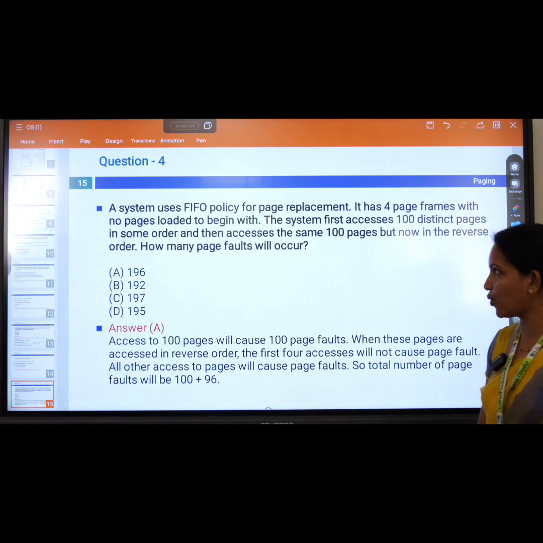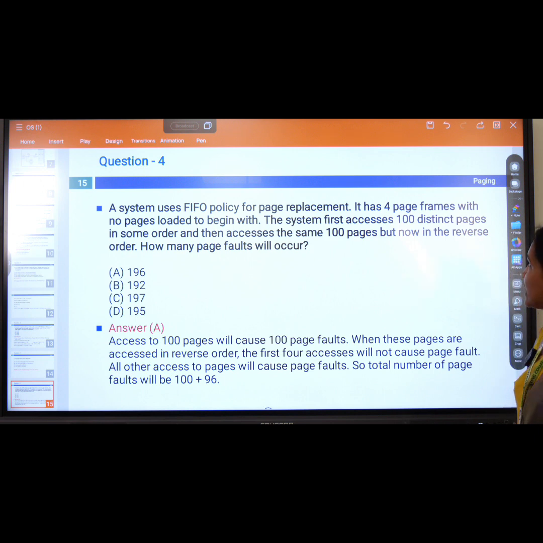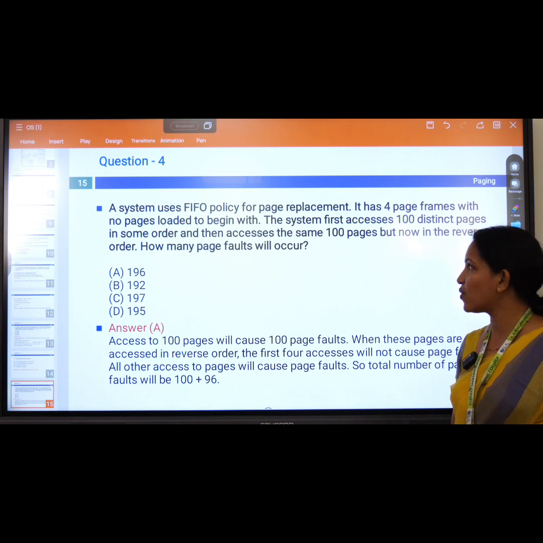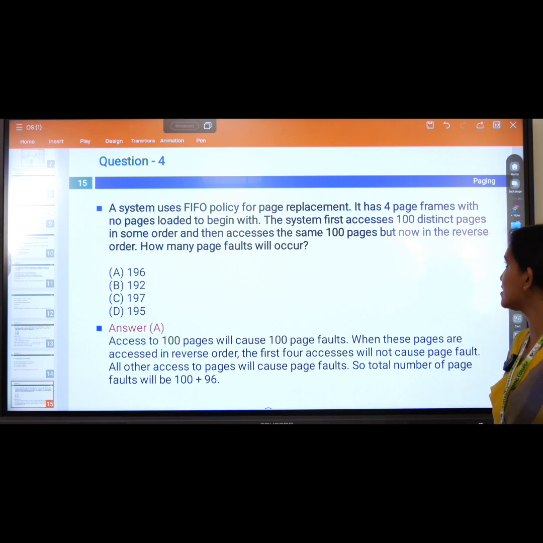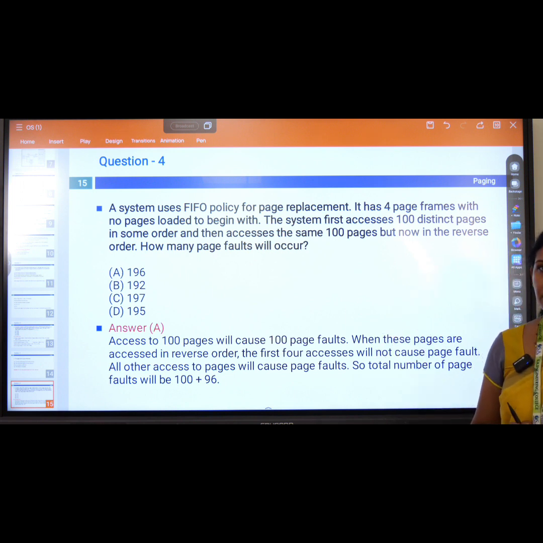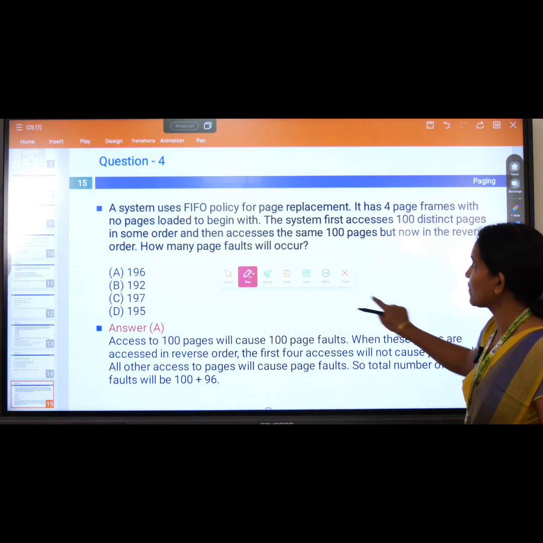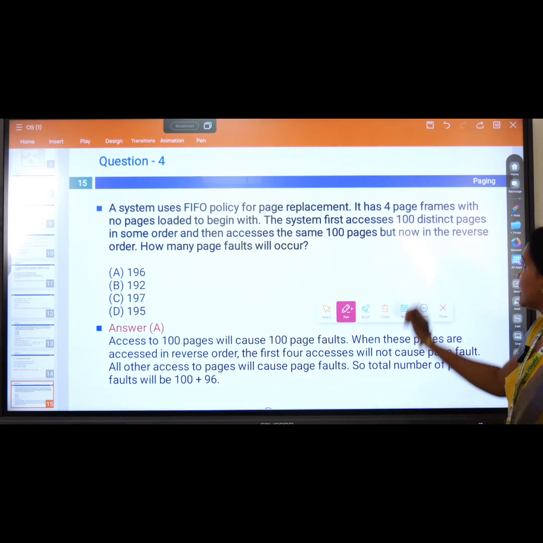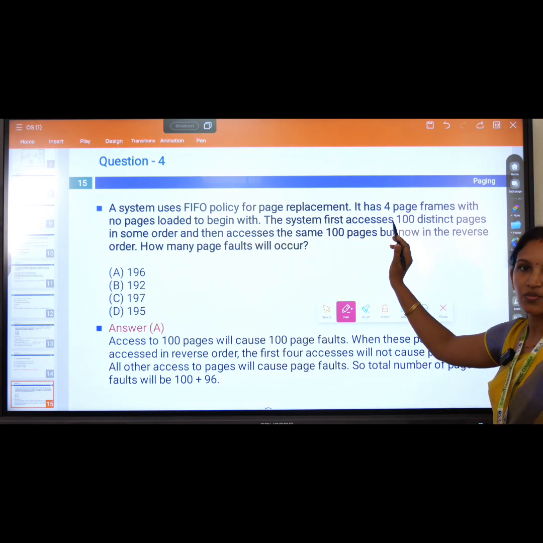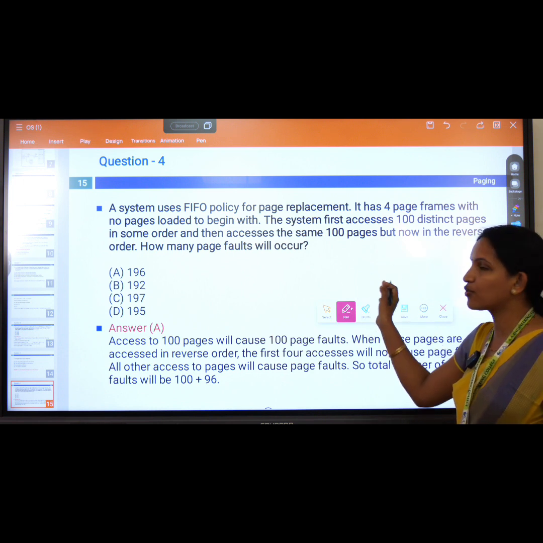Next, move on to question number 4. A system uses FIFO policy for page replacement. It has 4 page frames with no pages loaded to begin with. The system first accesses 100 distinct pages in some order and then accesses the same 100 pages but now in the reverse order. How many page faults will occur? So in this question, it is given that the system uses FIFO for page replacement. So initially there are 4 frames which are empty.